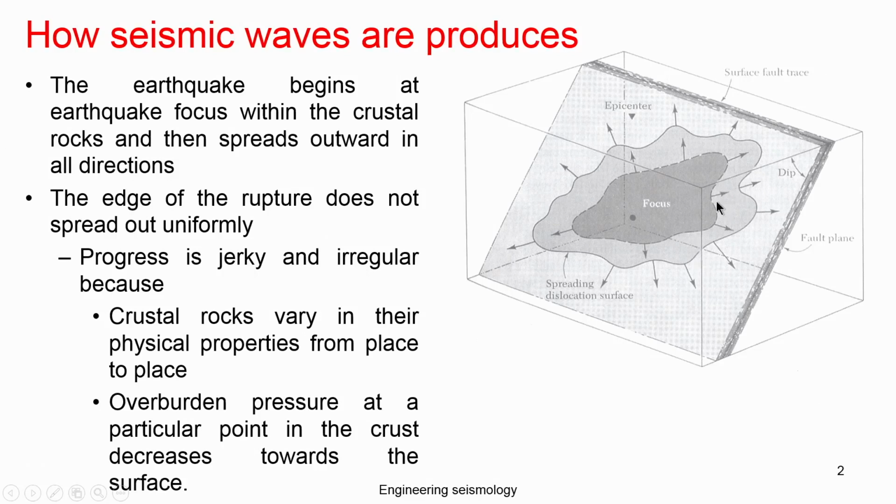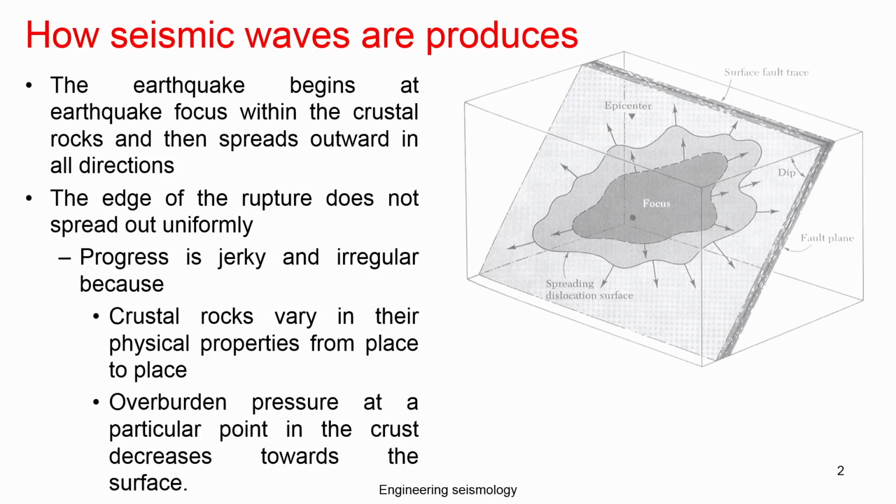We also saw asperities and barriers during the discussion in the original class, but I am not talking about them in detail now. Barriers are basically the stronger portions of the rock which stop the propagation of the wave. Asperities are the patches where the propagation happens. You can refer to the old notes or the old class discussion for this.